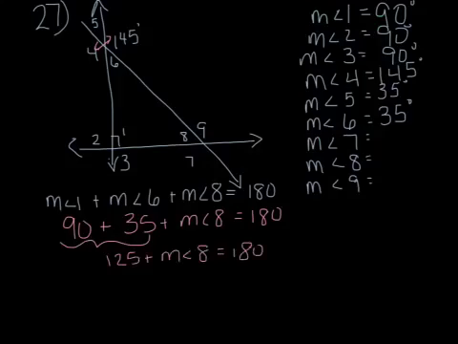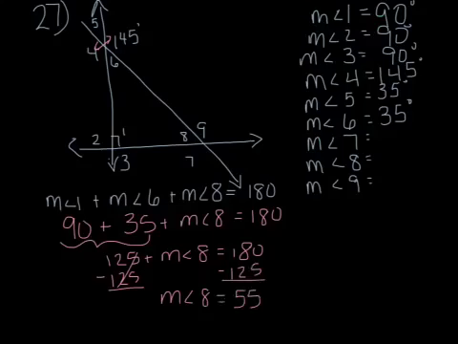plus the measure of angle 8 equals 180. Now what? Subtract that 125 from 180. Goes away. The measure of angle 8 equals 55. So right here I can put 55 degrees. Okay? Now, I have found this angle, this angle, this angle, this angle, this angle, this angle, this angle, and this angle.